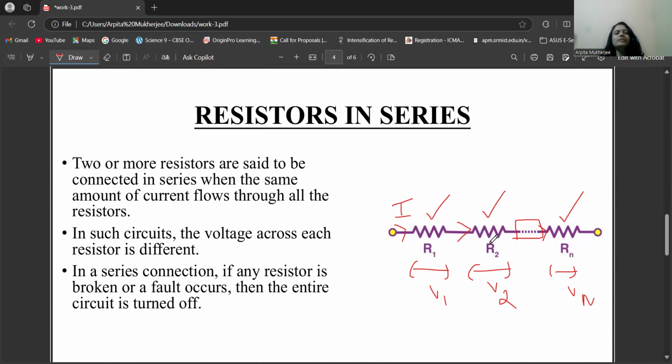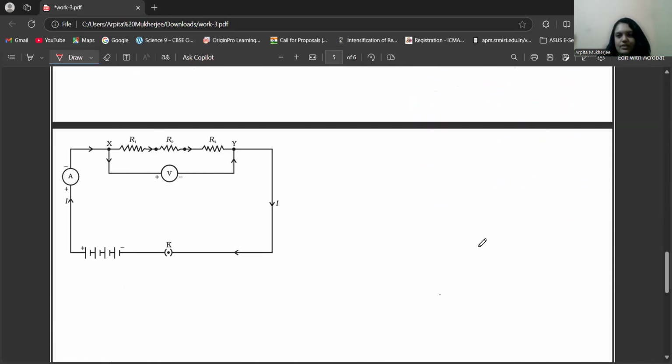Now, suppose there are multiple resistors connected, say 2 resistors or 3 resistors. I need to find the equivalent resistance of this kind of circuit. How will I do that? Let us do a simple derivation.